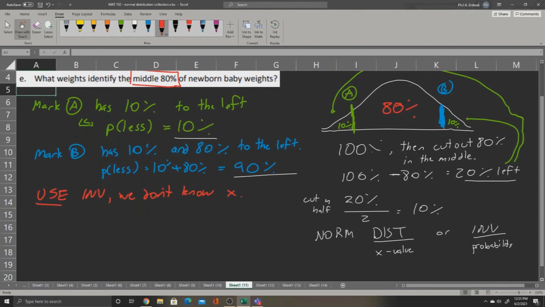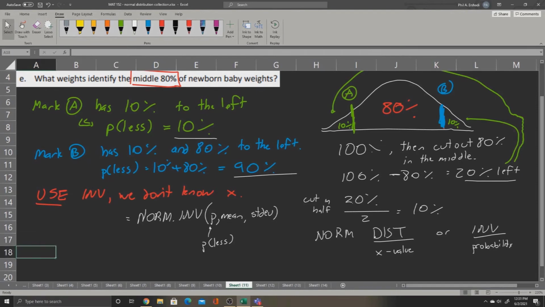Now, to use norm inverse, we'll have to say equals norm.inv. We'll put our probability, then our mean, and then our standard deviation. And probability must be the probability of being less. P less only, P greater will not work.